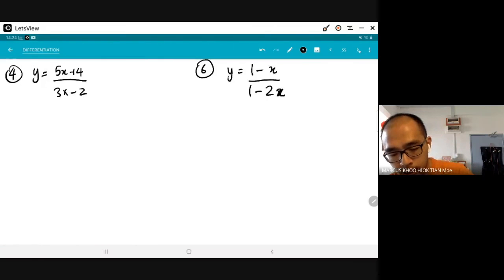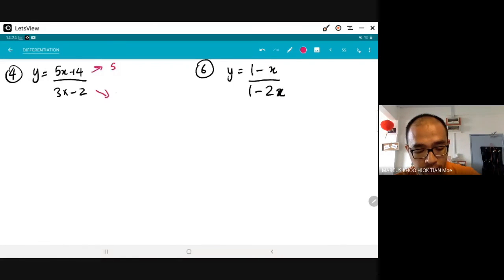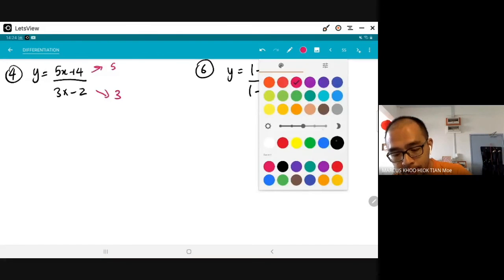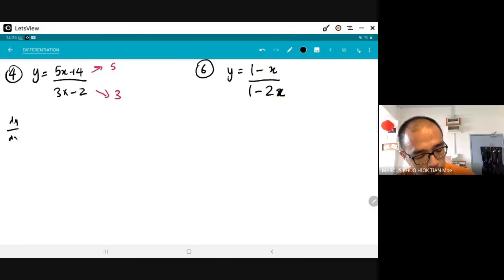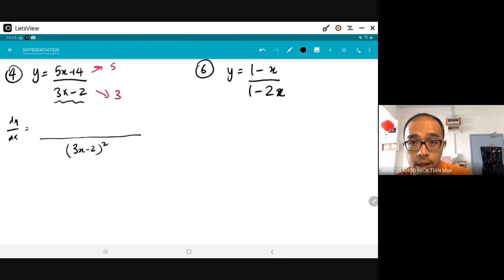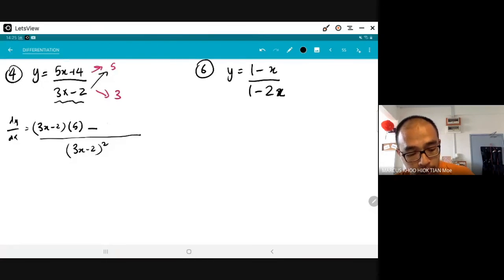So as always, you have the top and the bottom. So you differentiate them individually. This one you differentiate, you get 5. This one you differentiate, you get 3. Then remember the dy dx, we start by writing the bottom one first. We write the bottom and then we square it. And then we write the bottom again, 3x minus 2. And what is its partner? Its partner is 5. Minus, then you write the other two, 5x plus 4, and then multiplied by 3.